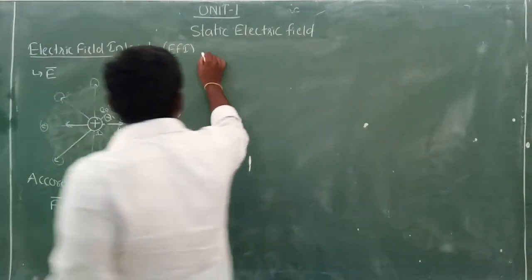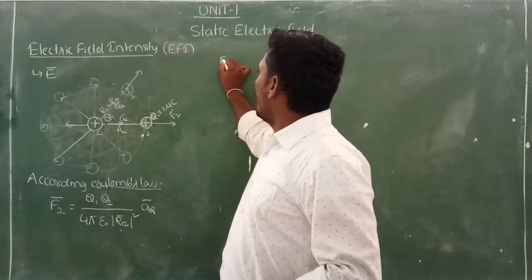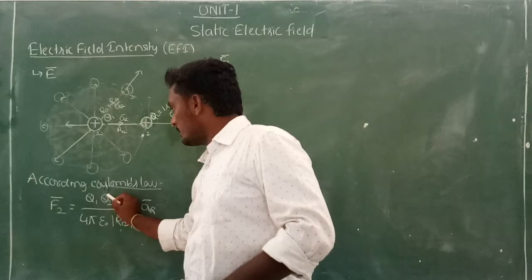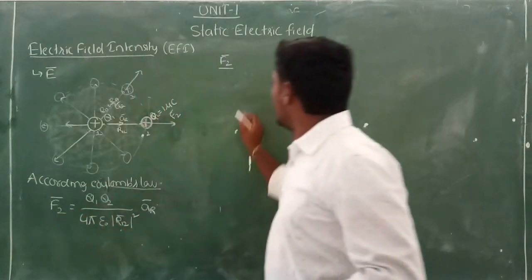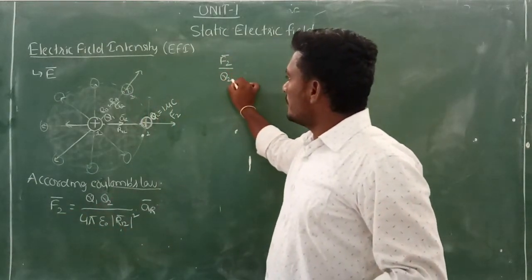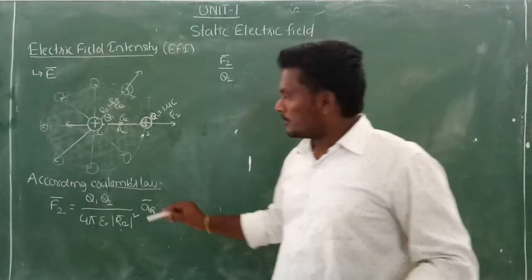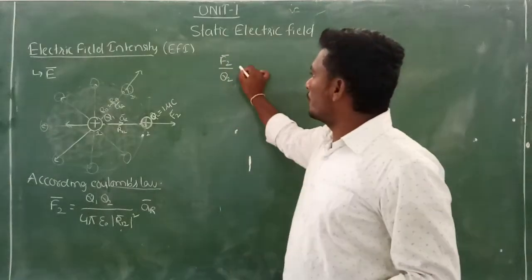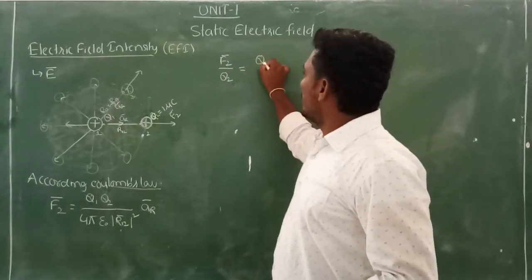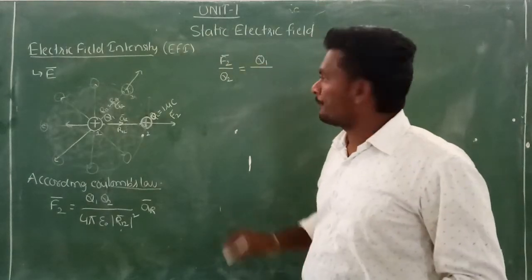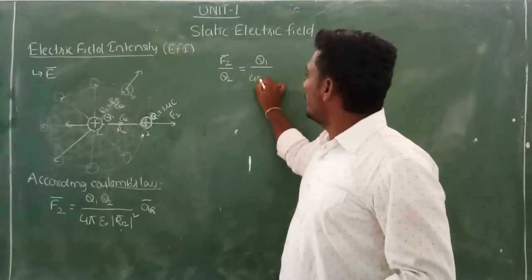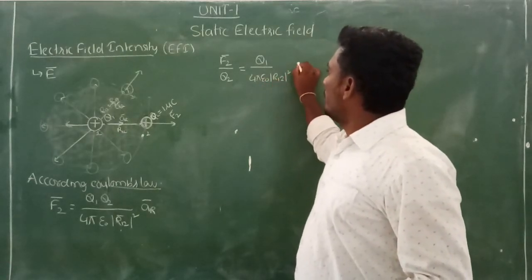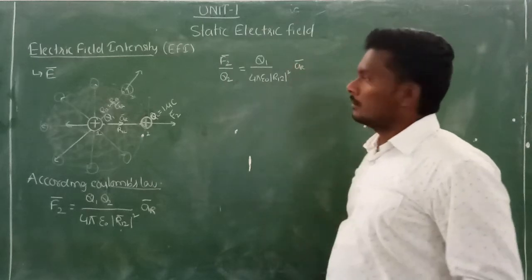Now I am changing my expression like this. See, F2 bar by, I am taking this Q2 term downwards to the F2 bar. What am I doing here? I am just bringing my Q2 to the downwards of F2. That means F2 bar by Q2 is equal to, what is the remaining expression here? Q1 by 4 pi epsilon naught magnitude of R12 square into AR bar.